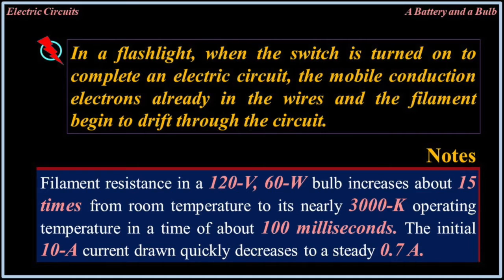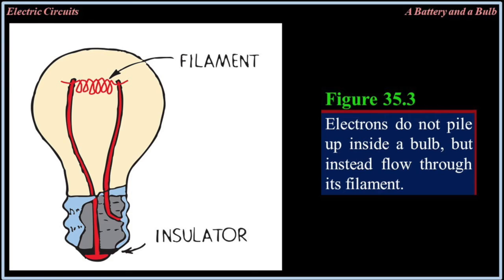Notes: filament resistance in a 120 volt, 60 watt bulb increases about 15 times from room temperature to its nearly 3000 K operating temperature in a time of about 100 milliseconds. The initial 10 amp current drawn quickly decreases to a steady 0.7 amps.